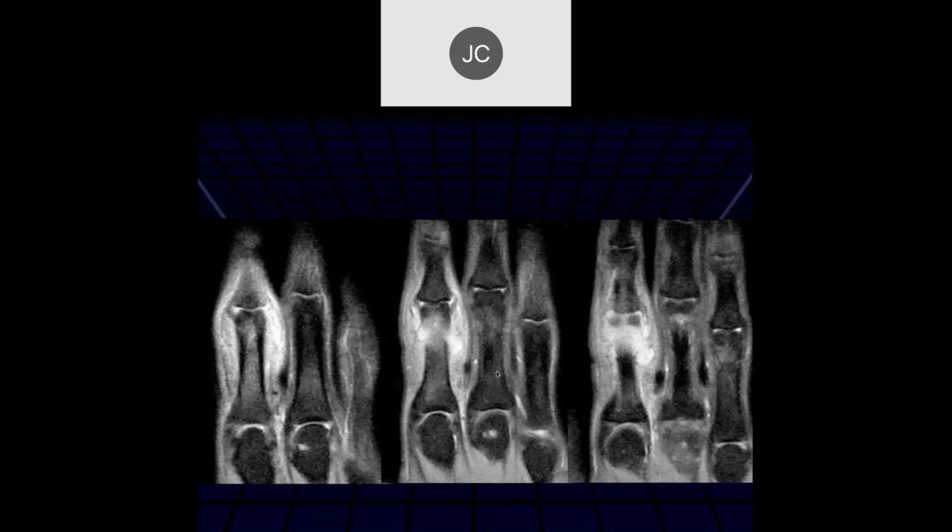Okay, Tayson. All right. Looks like we have some fusion and synovial thickening in that PIP joint, maybe the second digit.